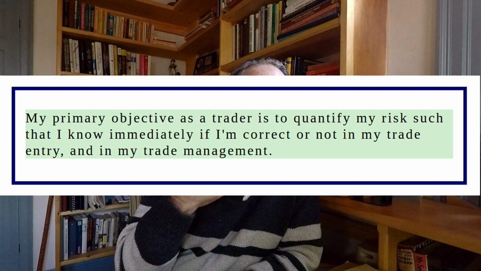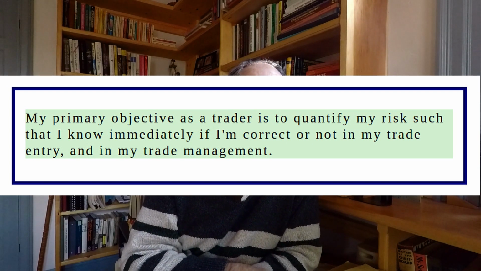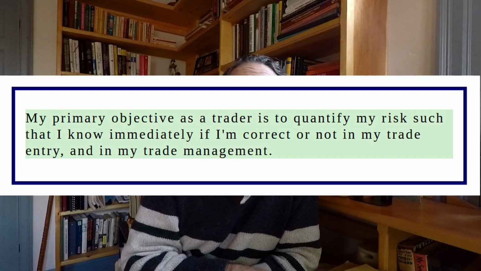The lock that I want to give to all of my trades is at least 5 pips. You can make 5 pips a day, 4 days a week. You're making a huge percentage return on your money just on 5 pips. So if we go to slide number 6, I state that my primary objective as a trader is to quantify my risk such that I know immediately if I'm correct or not in my trade entry, and then again in my trade management.